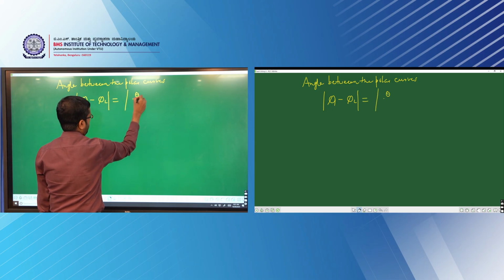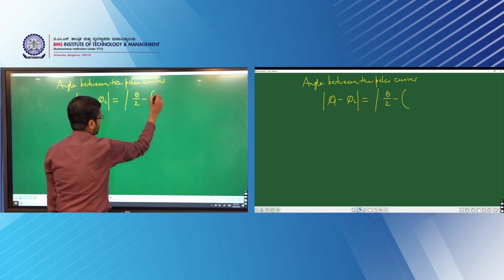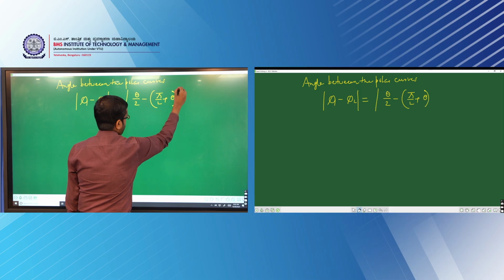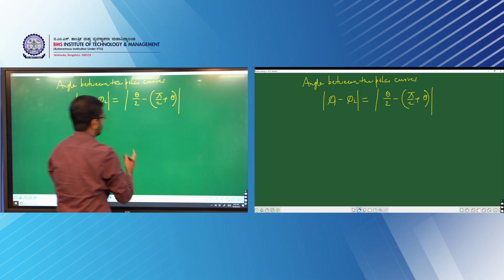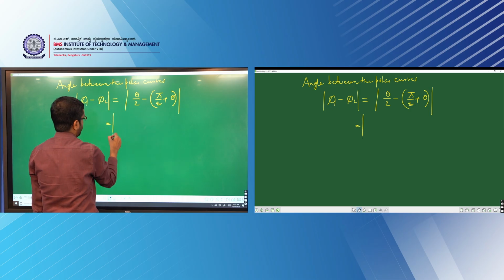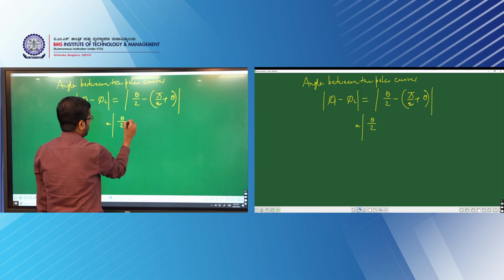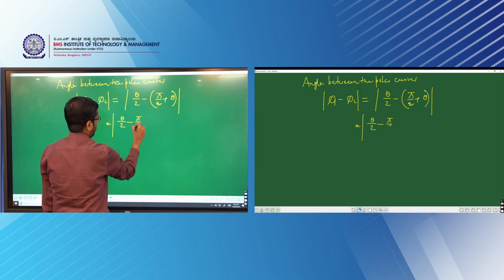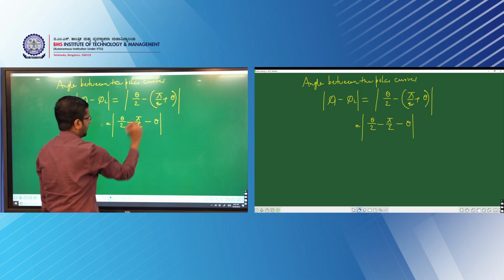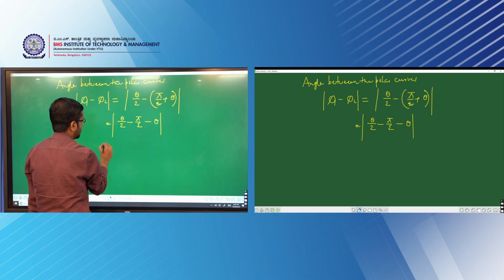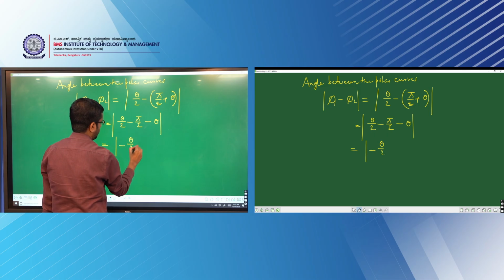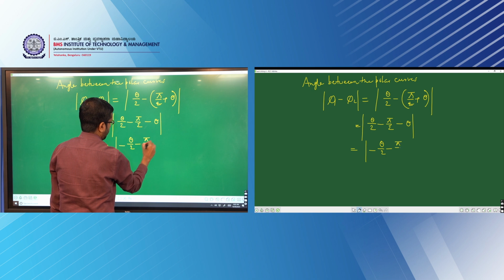So phi 1 we got theta by 2, and this one I got phi 2 as pi by 2 plus theta. Students, always use a bracket here, okay, because inside the mod you are calculating. So this is mod of theta by 2 minus (pi by 2 plus theta), okay. Then remove this bracket first, keep the mod outside as it is. So this will be theta by 2 minus theta, so minus theta by 2 minus pi by 2.